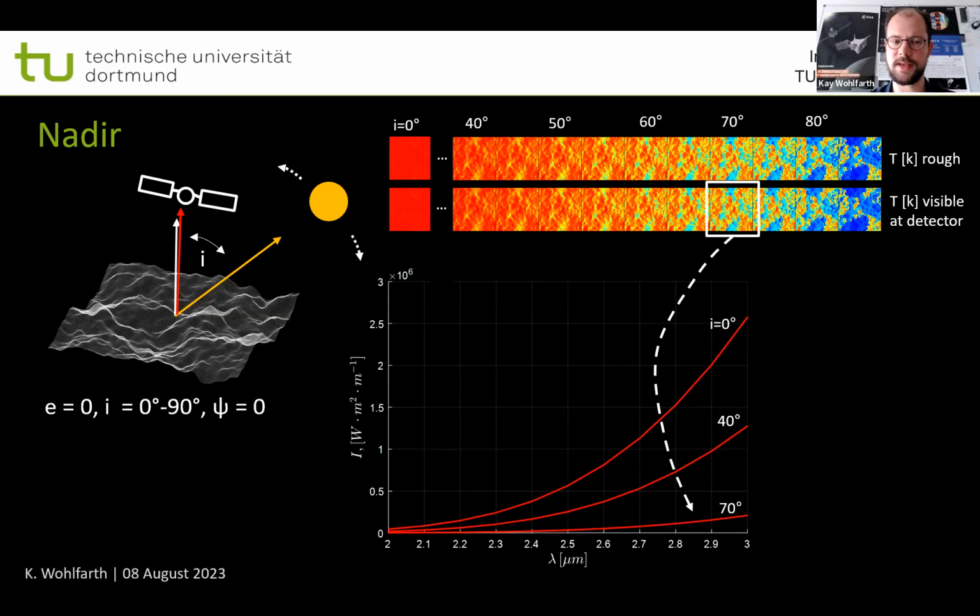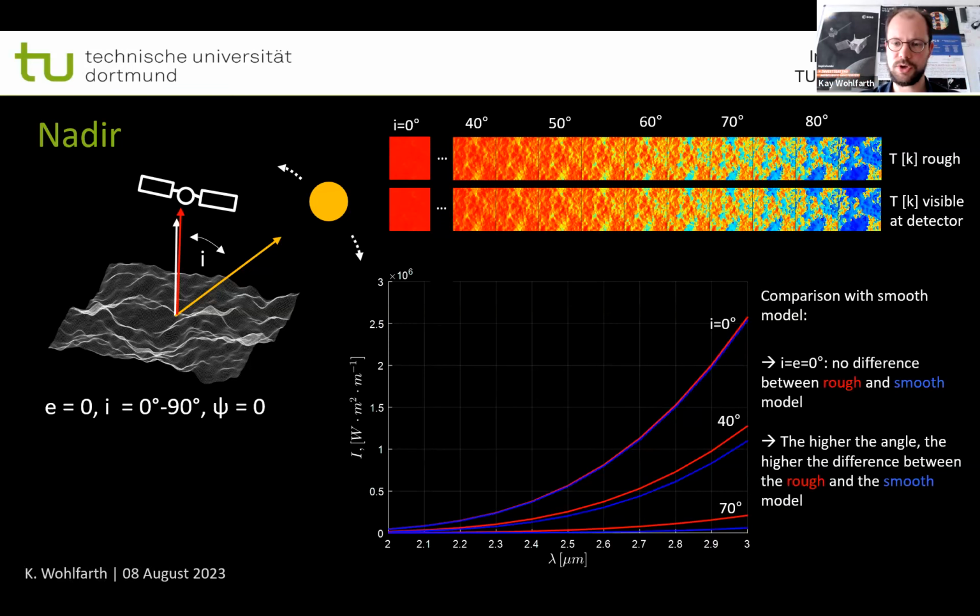And what's really interesting to see is when we compare it to a smooth surface. So I calculated the same thing, but I didn't assume a fractal rough surface, but a smooth surface, and the results are indicated by the blue lines. This has some very interesting properties. So for an incidence angle that is 0, so in nadir configuration, the blue and the red line are almost the same within numerical accuracy.